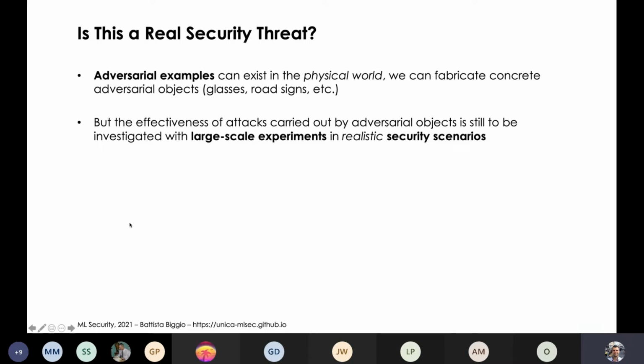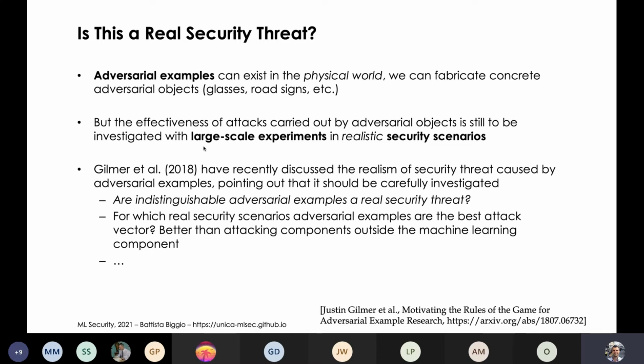But it's not yet clear if this is really a problem in realistic security settings, because there's no actual large-scale experiment on this kind of data that can confirm that they are really a threat. We have just demonstrated cherry-picked examples, but this has never been confirmed by a large-scale experiment. So this is something which, at least in my opinion, is still an open problem.